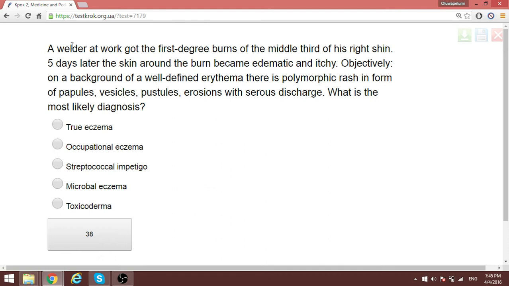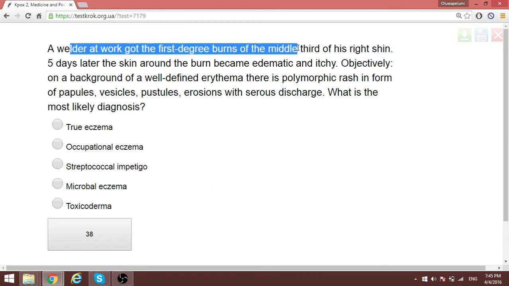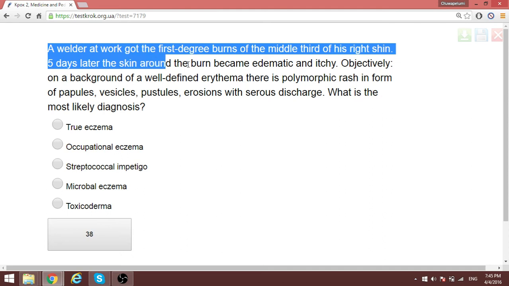Alright, this is a welder having a first degree burn. Burn patients usually have infectious complications, and one of the most common organisms in such a condition is Pseudomonas. So here we have a first degree burn of the middle third of the right shin. Five days later, the skin around it became edematous and itchy.